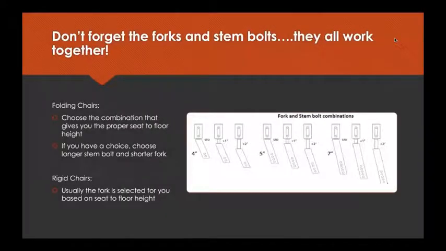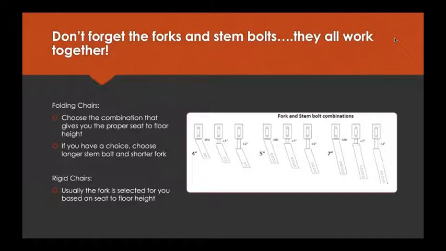So we're going to go over forks and stem bolts just for a minute because we know that they go together with casters. Now, we're not going to talk a lot about it. We just want you to remember some of the basics about caster flutter, and you can't talk about that without talking about forks. On folding chairs, you usually get to select the combination that gives you the proper seat to floor height. And that's usually the only thing people are looking at. Seat to floor height, what fork, stem bolt, and caster am I going to use?